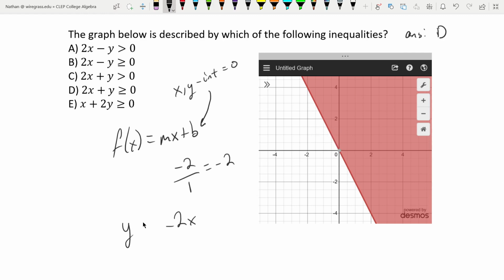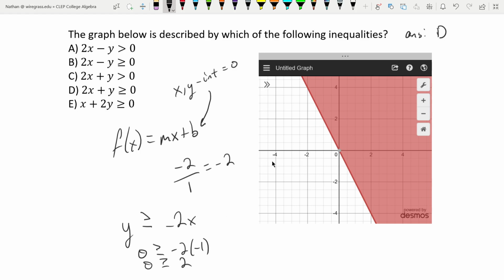For that, you can just test a point, right? Let's say the point, this one right here, -1, 0. So -1, 0 would just be plugged in for the x and the y. And we're asking, is this true? So -1, 0, this is going to give us 2. 0 is greater than or equal to 2. That's a false statement.